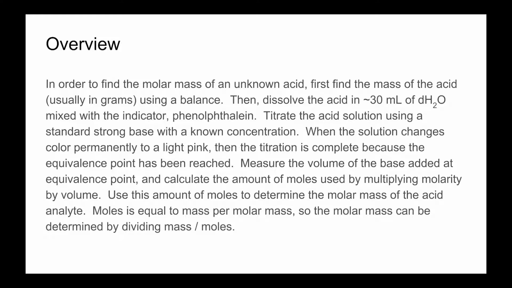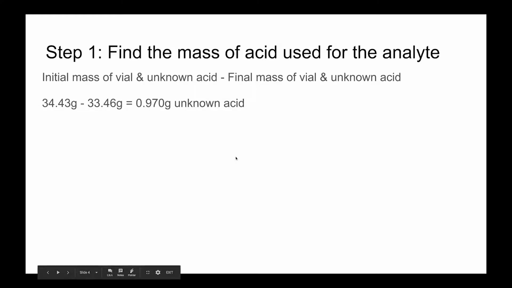The titration method is done by adding a volume of base to an analyte, which in this case is the unknown acid. Using phenolphthalein as an indicator, base is added to the analyte until the solution turns light pink. The volume of base used can then be used to find the molar mass of the acid. The process of finding the molar mass of an unknown acid can be broken down into 5 steps.